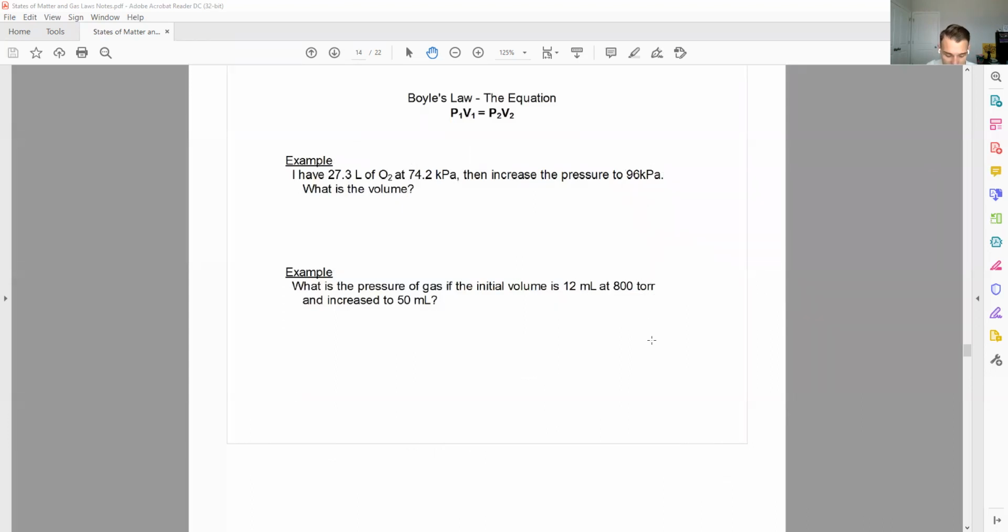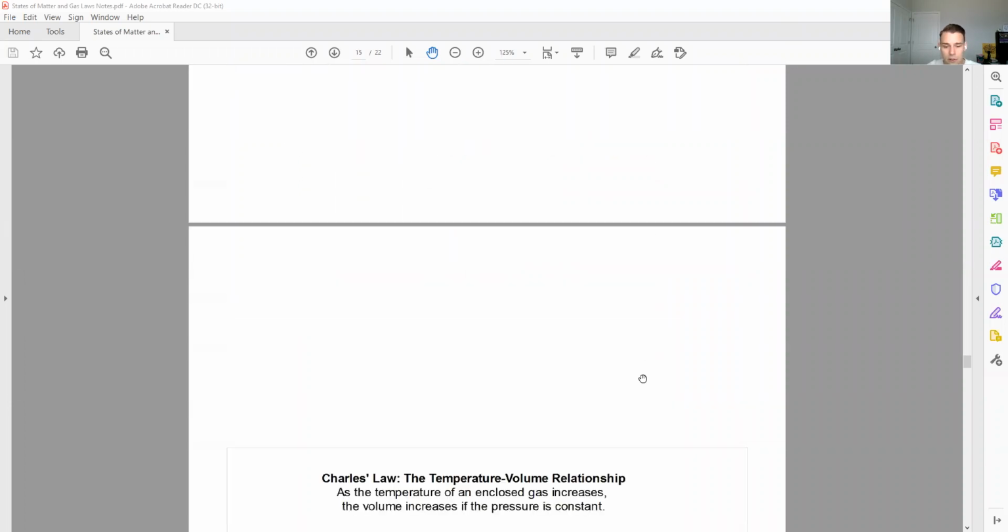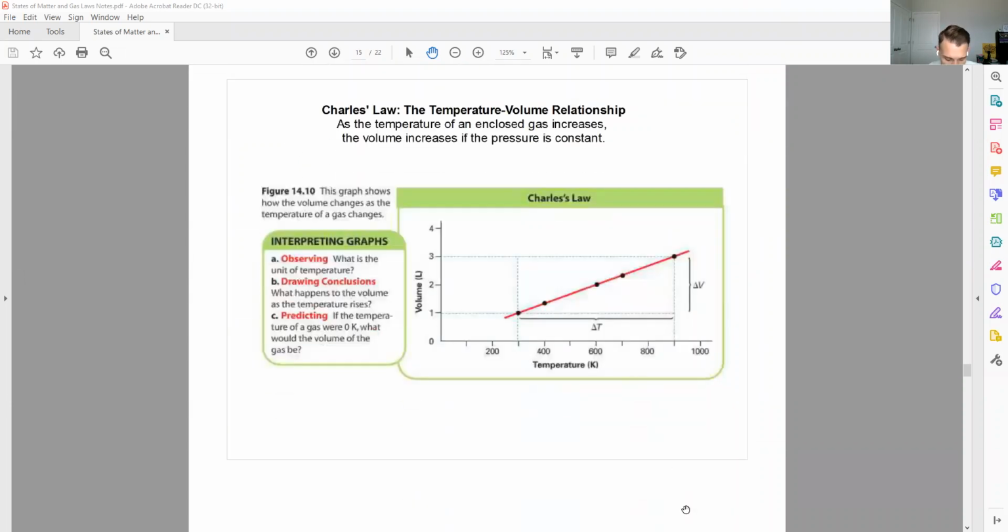Okay, that's the first main gas law. Well, I guess second because Dalton's law is important. Next, we have Charles' law, the relationship between temperature and volume. So it says as the temperature of an enclosed gas increases, the volume increases if the pressure is constant. So if I increase the temperature, I'm going to increase the volume, and the opposite true. Decrease the temperature, decrease the volume.